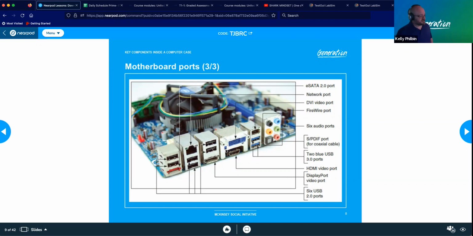Beyond that, the ever familiar HDMI, if you've ever set up your TV to a cable box or a VCR or an Apple TV or a Roku or whatever, this is your HDMI port right here. We have another display module, a DVI video port, which we'll get into a little bit. This one has kind of fallen off of the exam, but we still need to be able to identify it at least.